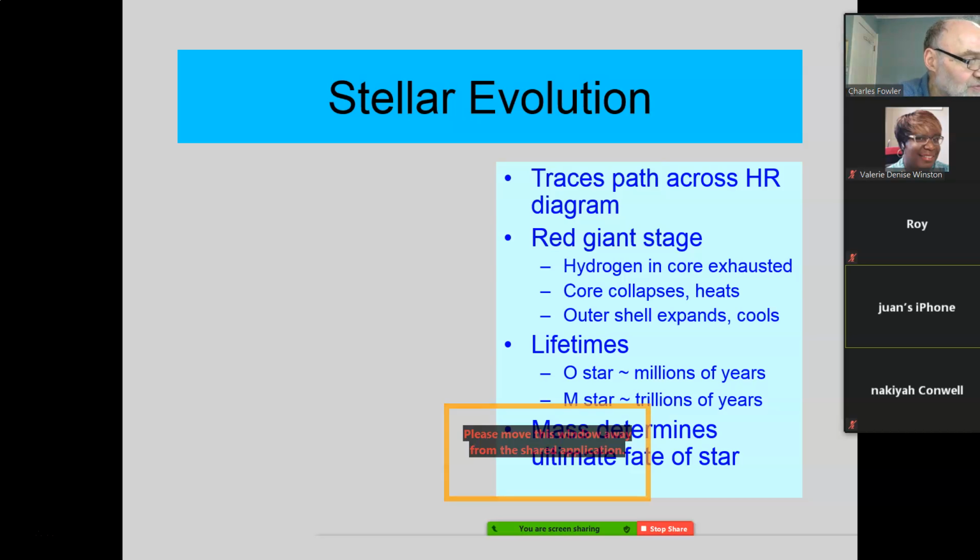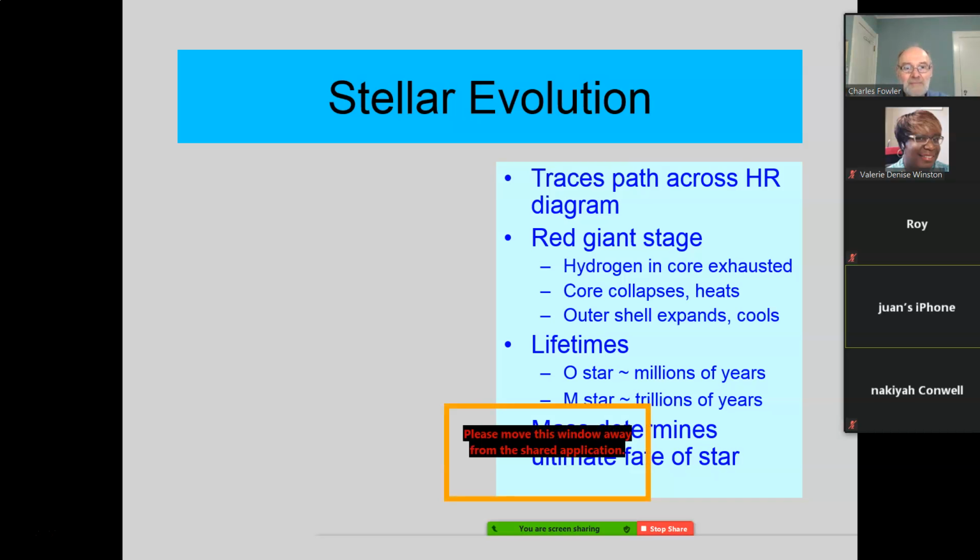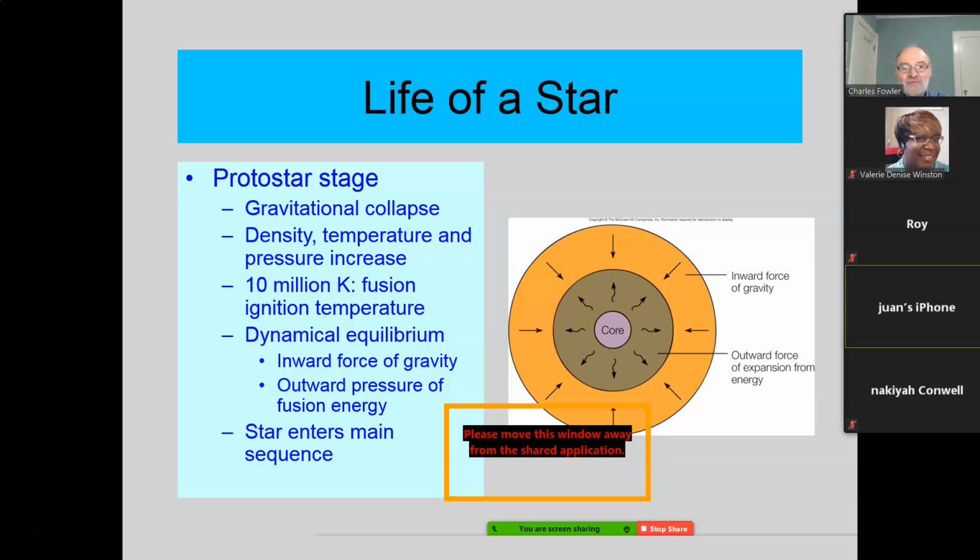Now, what happens from that point? Now the star starts, and they call it tracing a path across the Hertzsprung-Russell diagram. They don't move anywhere. When it becomes a main sequence star, once that happens, it's usually there. If it's a small star, it's going to be in that main sequence for trillions of years. If it's an average star like our sun, it'll be in that main sequence for billions of years. If it's a really big, massive, hot star, it's only going to be in that main sequence for a few million years. Long time, but much shorter than the other ones.